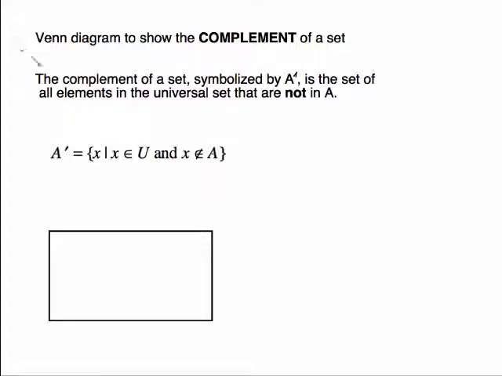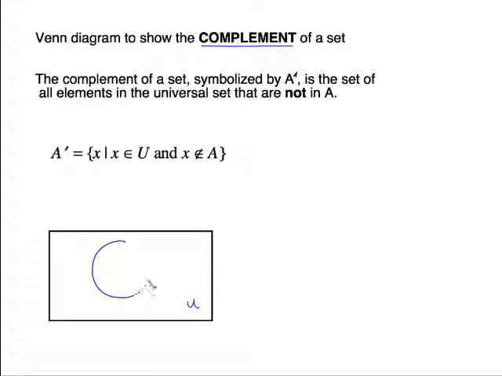The next Venn diagram is something called the complement of a set. The complement of a set, symbolized by A with this apostrophe, which we call not, A not, is the set of all elements in the universal set that are not in A. Here's our universal set.